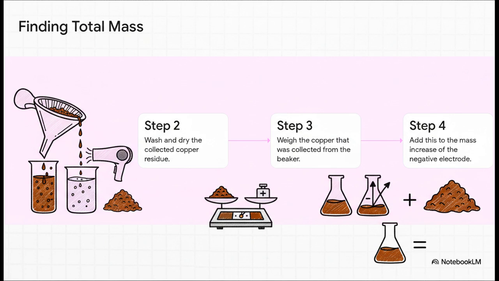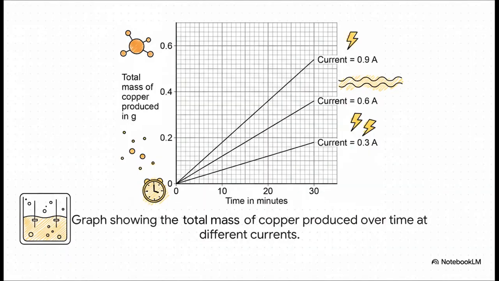Step 3, weigh what you've collected. And for the final step, you just add that number to whatever mass the electrode gained. Simple. All right, next up, we've got to put on our data analyst hats and look at this graph.